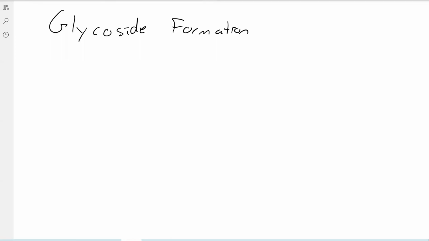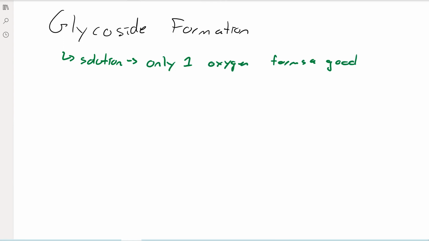Right. So we said our issue last time is that all of the oxygens are nucleophilic. However, there is a slight solution where we can selectively react one of the oxygens. And that has to do with only one of these oxygens forming a good leaving group. And so what we're going to do is form these glycoside bonds, or glycosidic bonds.